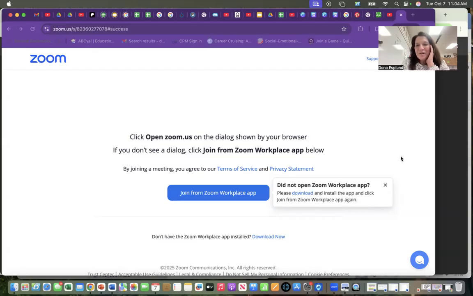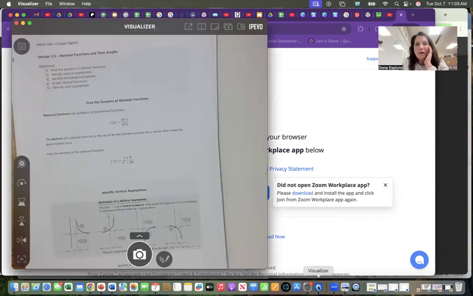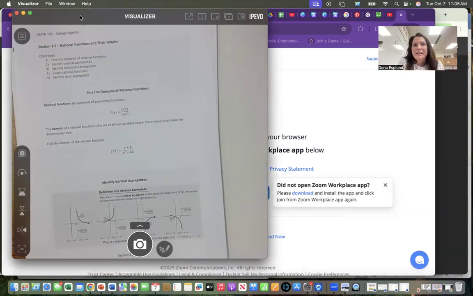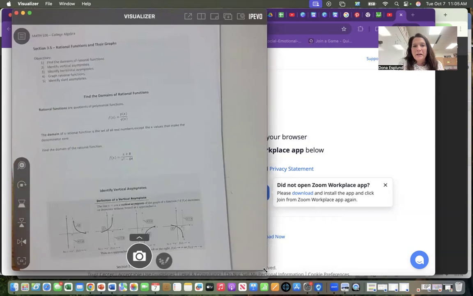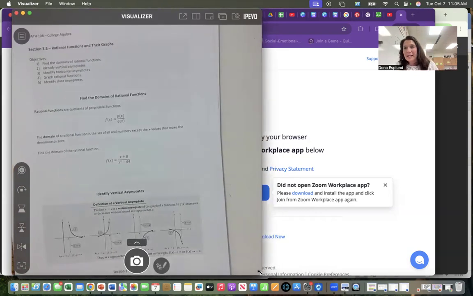So today we're going to talk about 3.5, and 3.5 is on rational functions and what happens with their graphs. I am using Zoom, and I'm going to share my Desmos activity. To me, I think it always helps to look to see what the graph looks like, and it's easy to do that with Desmos.